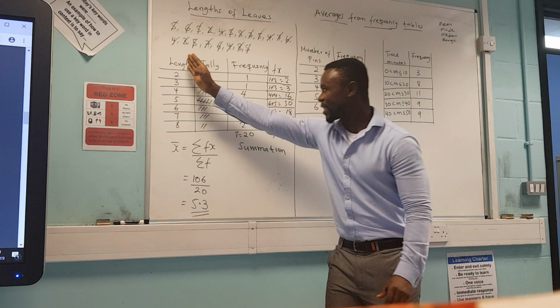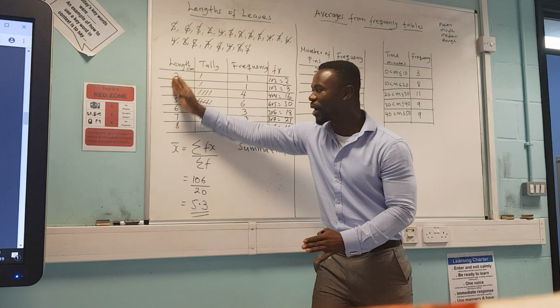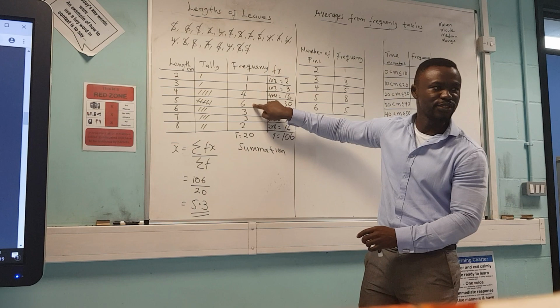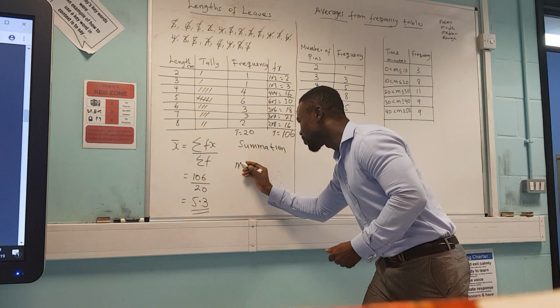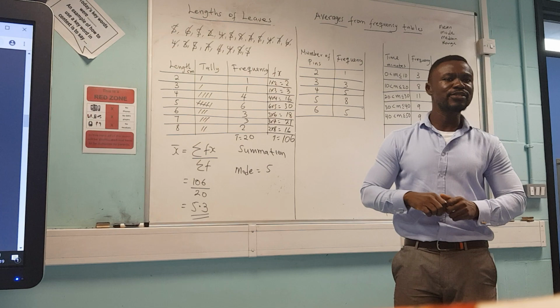The mode will be the number here that has the highest what? Frequency. So here, the highest frequency is what? 6. And what is the number there? 5. So the mode equals 5.